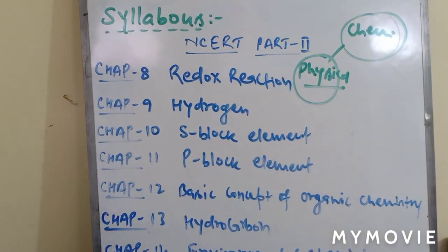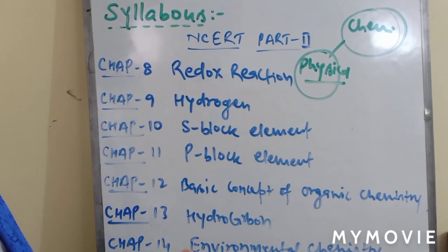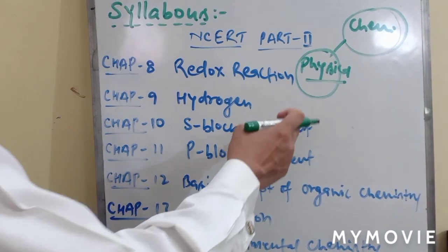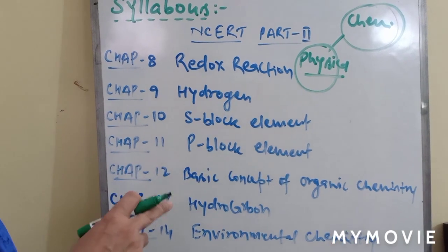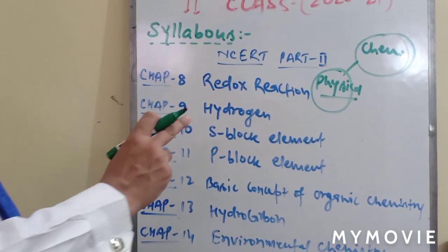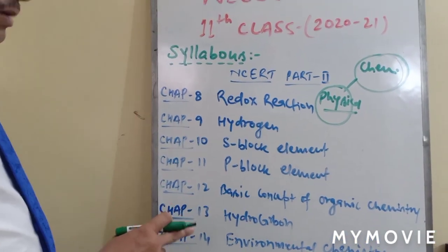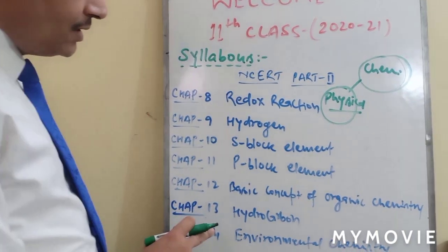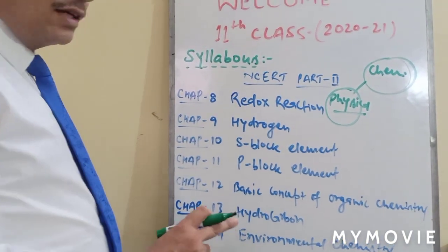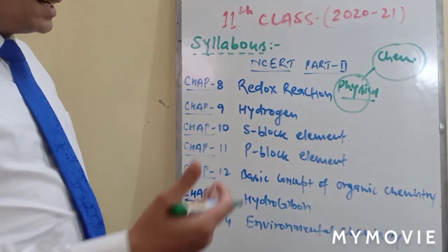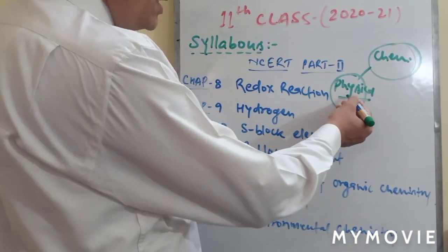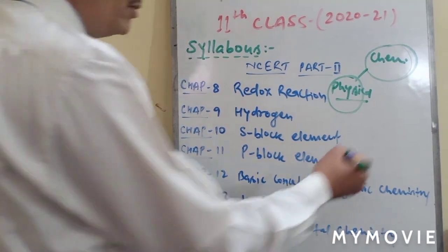This is the physical chemistry. And what are the chapters included in the 11th class physical chemistry? That is chapter number 1, basic concept of chemistry. Chapter number 2, structure of atom. Chapter number 4, chemical bonding. Chapter number 5, states of matter. Chapter number 6, that is thermodynamics. Chapter number 7, that is equilibrium. These are the different chapters included in physical chemistry.